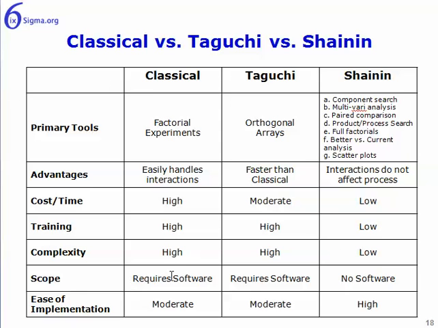The scope, in terms of software, classical really does require some sort of software, although of course you can do all of this by hand, but it's quite laborious. So needing software, and as does Taguchi, but Shannon generally doesn't require any kind of software. And then the ease of implementation is moderate in both cases here in classical and Taguchi. And then on the Shannon side, it says high, meaning it's quite easy to implement. The tools and techniques are quite easy to understand. So that's an overview of the different design of experiment types.